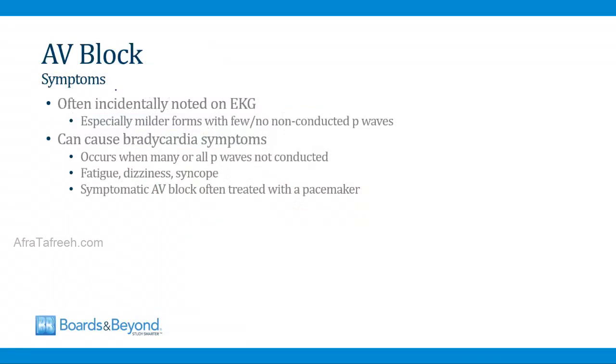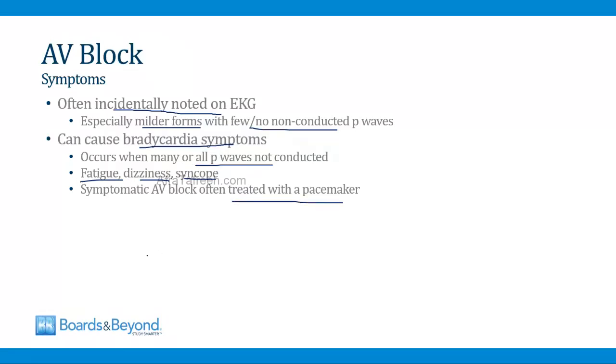Let's talk about the symptoms of AV block. AV block is often asymptomatic and incidentally noticed when an EKG is done for some other reason. This is especially true in the milder forms of AV block we'll talk about in a minute. These are forms where there are few or no non-conducted P waves. But sometimes in more severe forms of AV block, there can be symptoms from bradycardia. This especially happens when many or all of the P waves are not conducted. Symptoms that can occur in these cases are things like fatigue, dizziness, and syncope, and symptomatic AV block is often treated with a pacemaker, and we'll talk more about this later in the video.